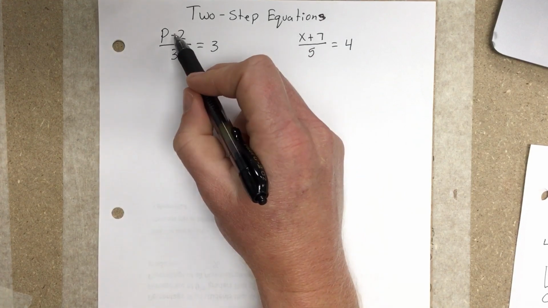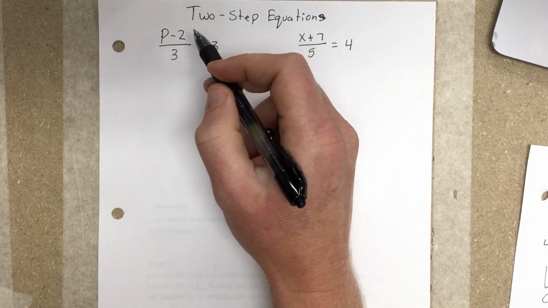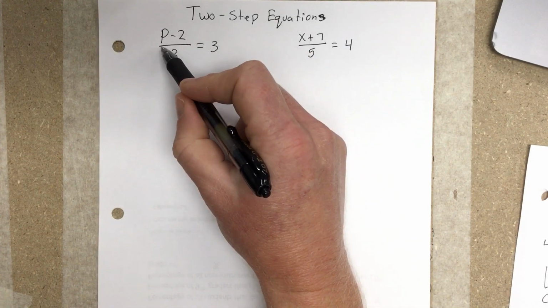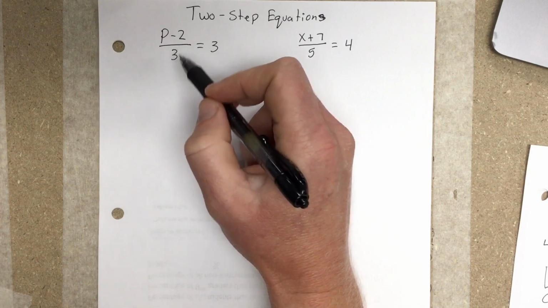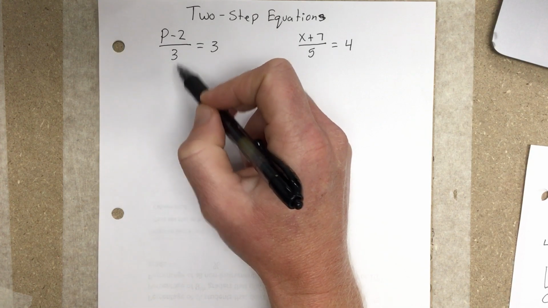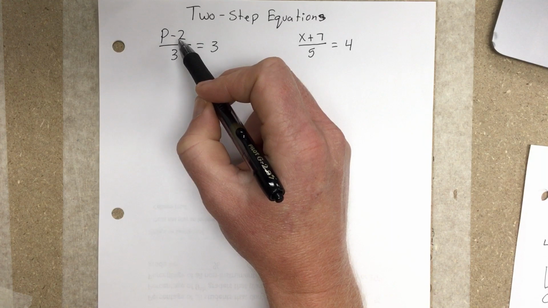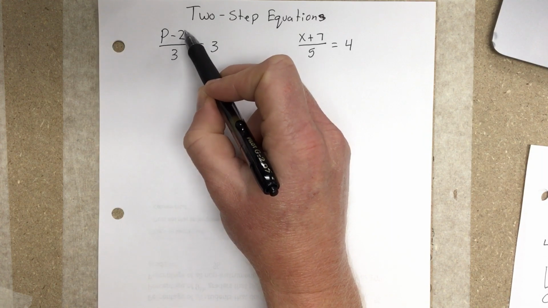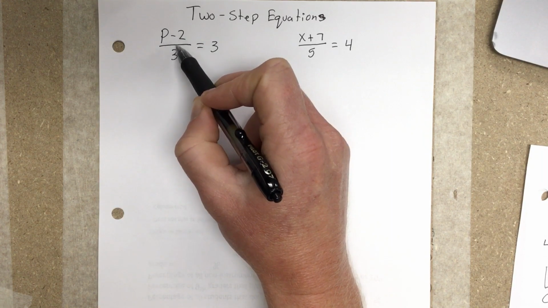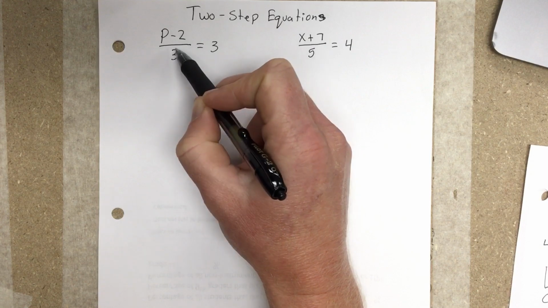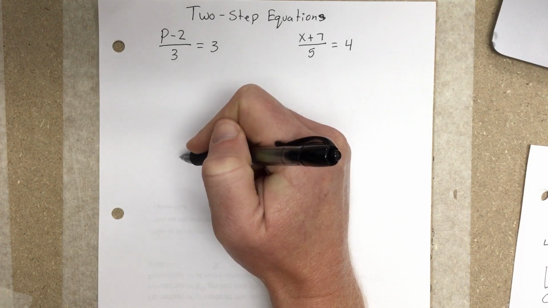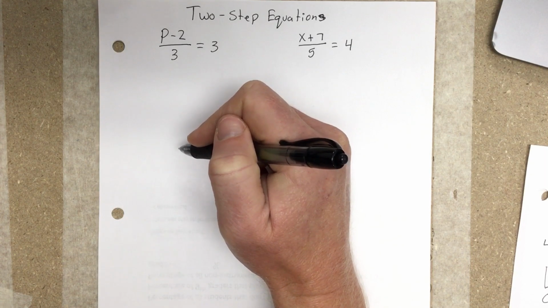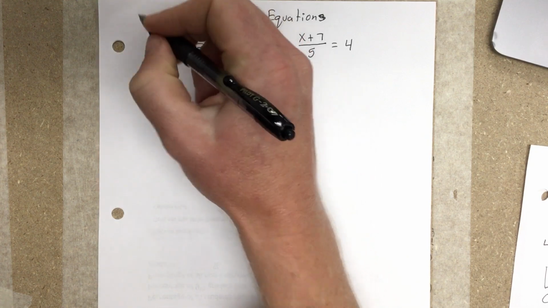I look and I see I have a subtraction of 2. That means I'm going to have to add 2. I have a division of 3, so I have to multiply by 3. But the issue that I run into here is now I can't do the addition and subtraction first because it's on the top of the fraction. So I need to actually do this multiplication of 3 first. So it just changes the order that we have to do the operations.